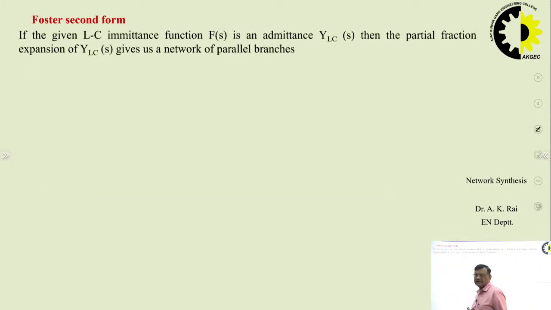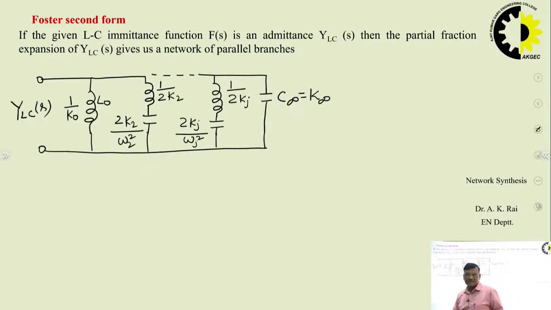Now come to the Foster second. So for Foster second, if the given network function is an admittance function, and you are required to find the Foster form, then we go for the Foster second. And the partial fraction expansion is the same: k0 by s plus 2k1 s upon s squared plus omega 1 squared, plus k infinity s. That partial fraction is the same, whether we are going for the Foster first or the Foster second. The structure will change. That was the series realization, this is the parallel realization.